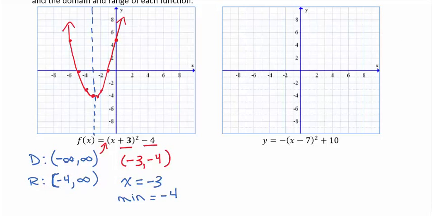So for this one again, let's go through the same steps. Vertex, positive 7, positive 10. Second, sign. It opens down. Third, is there a number? No, so a is 1, so then I just use my pattern. So down 1 over 1, down 3 over 1, and down 5 over 1, and follow the same pattern on the other side.